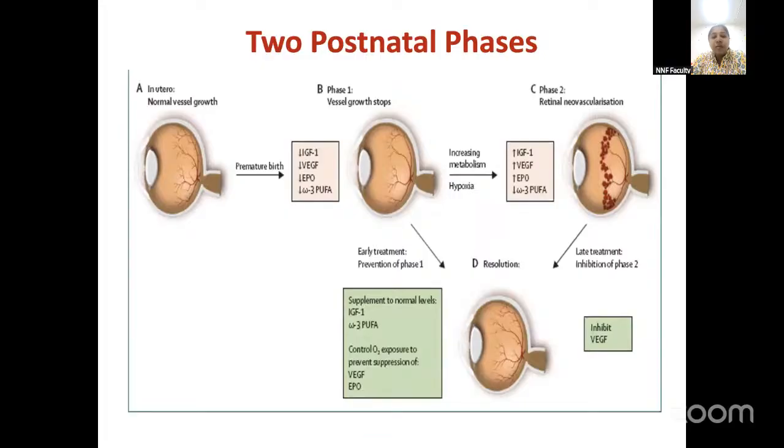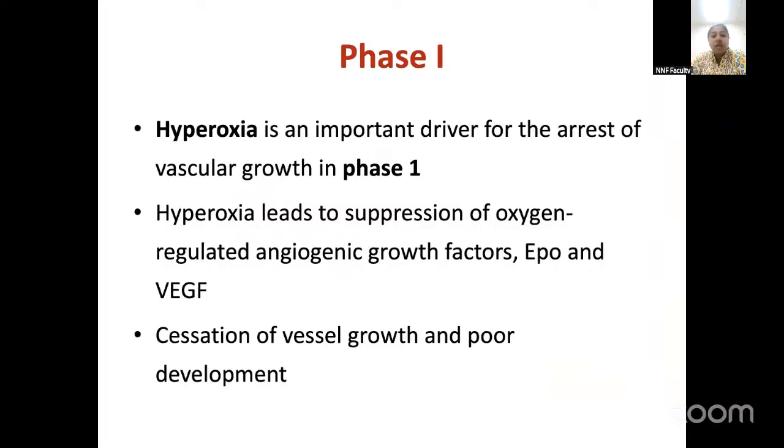This is the diagrammatic representation of the postnatal phases. In phase 1, vessel growth stops because of the decrease of growth factors. In phase 2, because of relative hypoxia, there is an increase in all these factors, leading to pathological retinal vascularization. Next slide, please. In phase 1, hyperoxia is an important driver for the arrest of vascular growth. It leads to the suppression of oxygen-regulated angiogenic growth factors, erythropoietin and VEGF, which leads to cessation of vessel growth and poor development of the vessels.